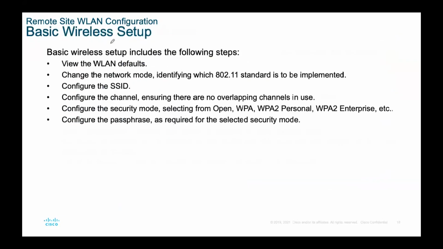So basic wireless setup. Basic wireless setup includes the following steps. First, view the WLAN defaults, change the network mode, identify which 802.11 standard is to be implemented, configure the SSID, configure the channel, ensuring that there are no overlapping channels in use, configure the security mode, selecting from open, WPA, WPA2 personal, WPA2 enterprise, etc. And then configure the passphrase as required for the selected security mode.